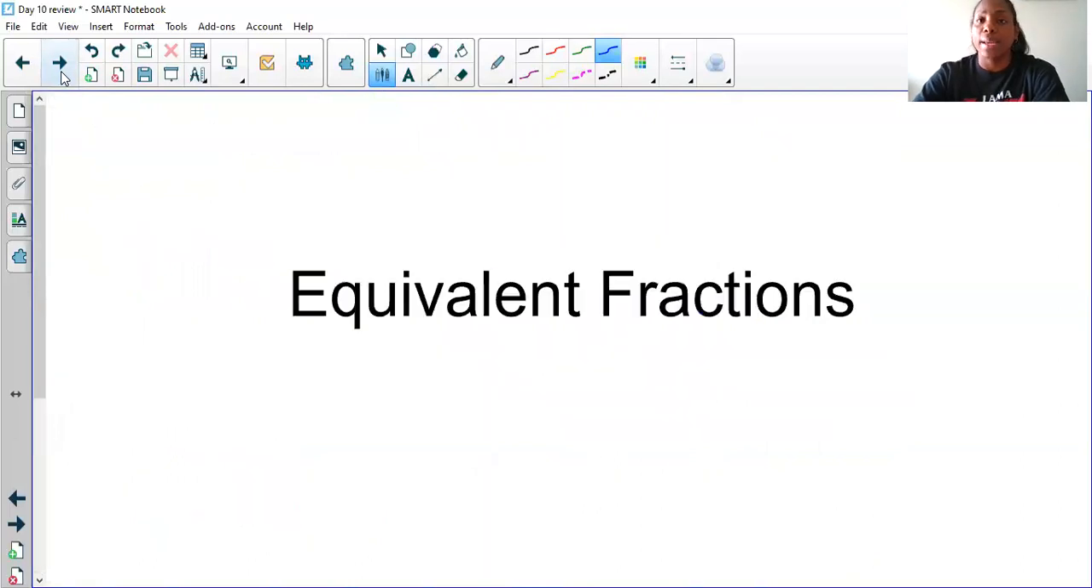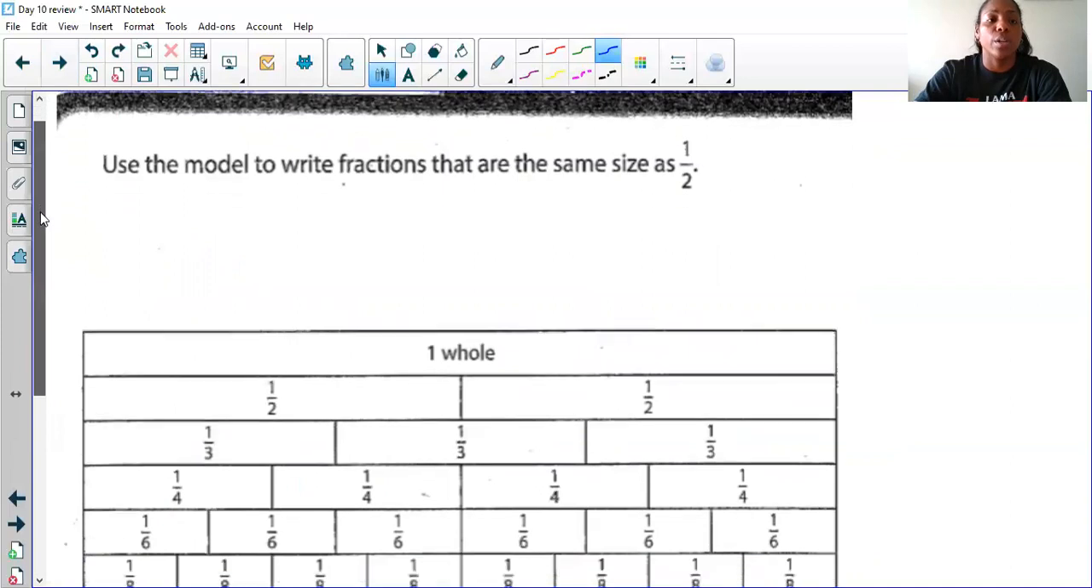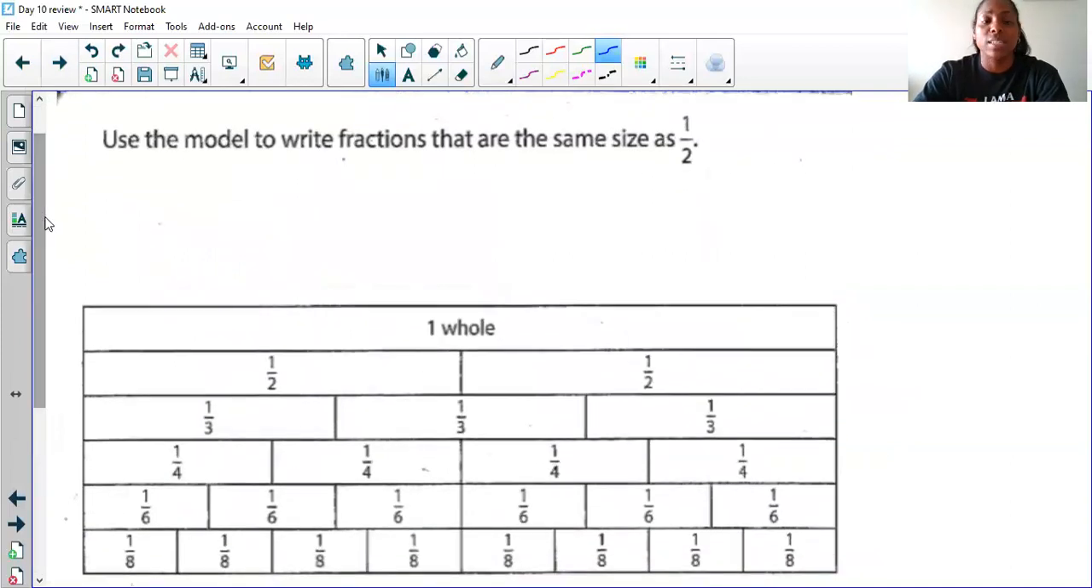All right, welcome back. Now we get to move on to equivalent fractions. So right here in our Explore and Grow, it shows us a diagram. We've seen something like this in our math books before, right? So use the model to write fractions that are the same size as 1/2. So here is 1/2. I just divided it all the way down. That's representative of 1/2. And there's 1/2.